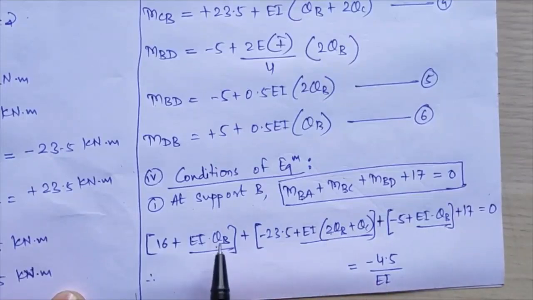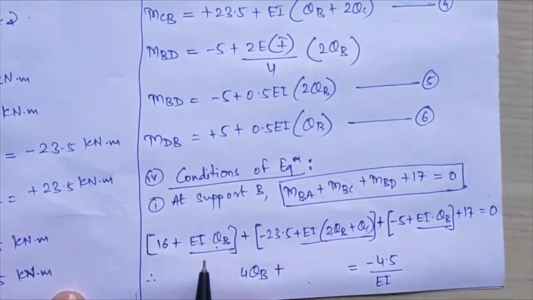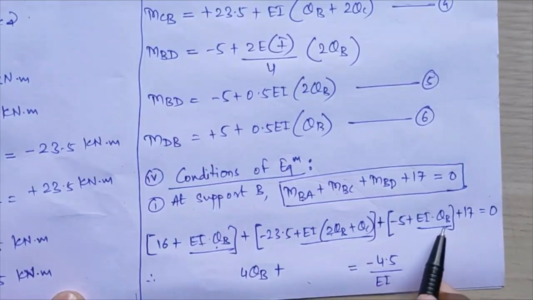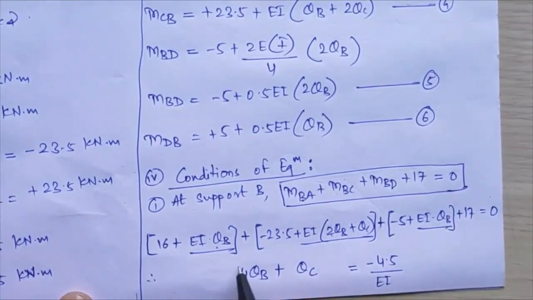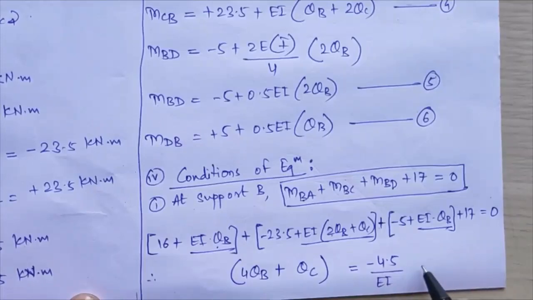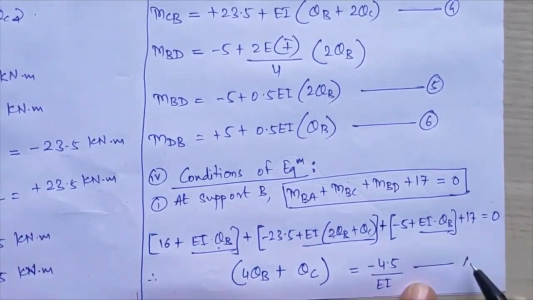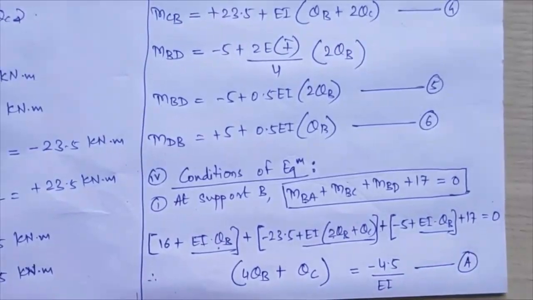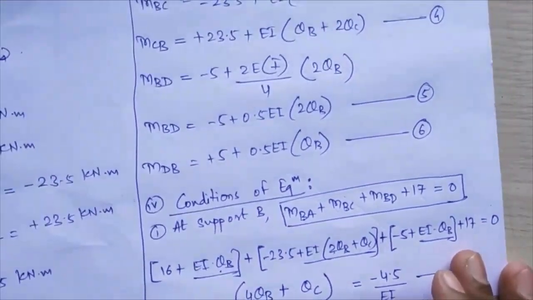So 1 plus 2 plus 1, that I get equal to 4 times theta b. Here you are not having a theta c term, here there is a theta c term, that is 1 theta c. Here you are not having any theta c term, so that will come equal to theta c. So this will be your first equilibrium equation, that is 4 theta b plus theta c is equal to minus 4.5 upon EI. I'll call it equation number A. Then we have to see our second equilibrium equation.